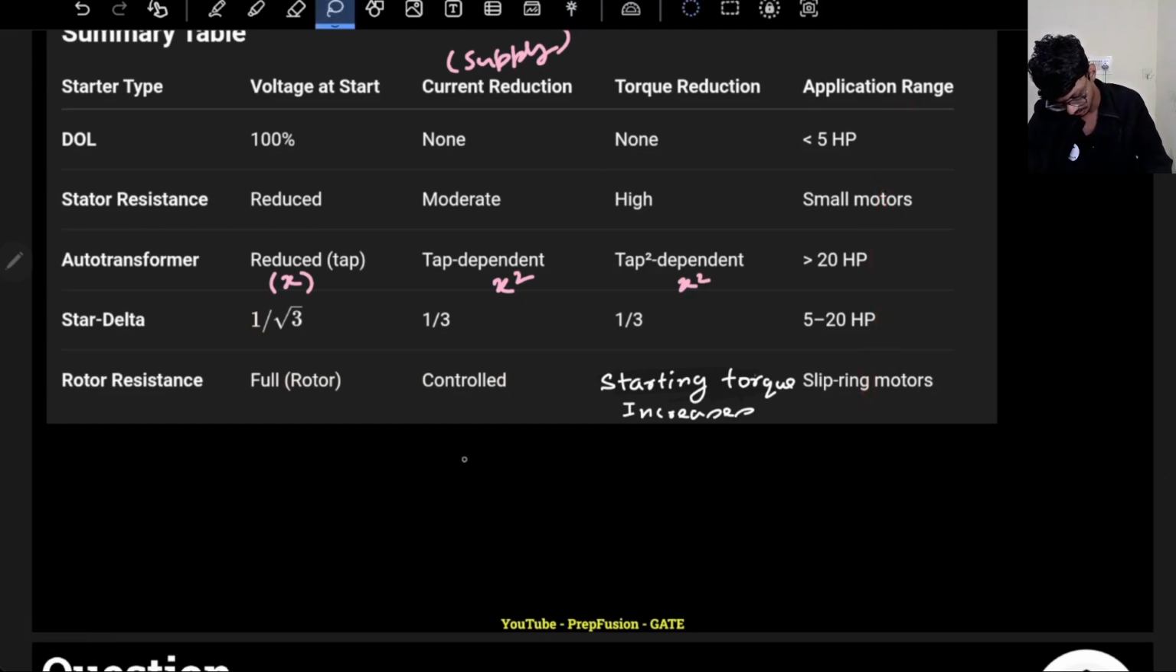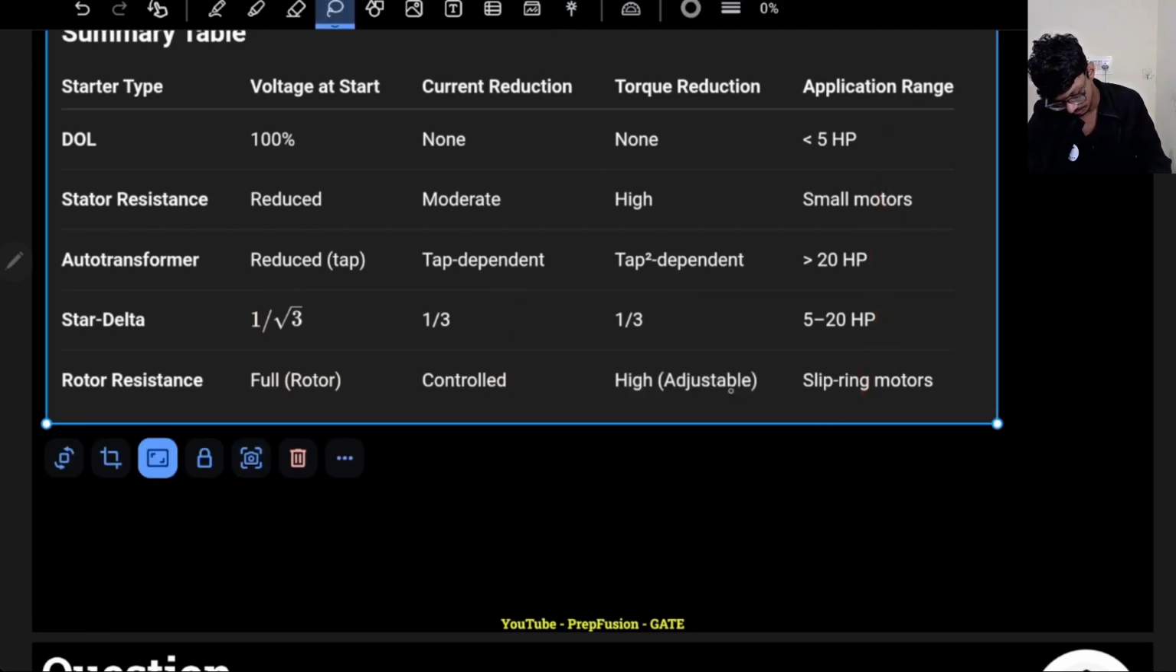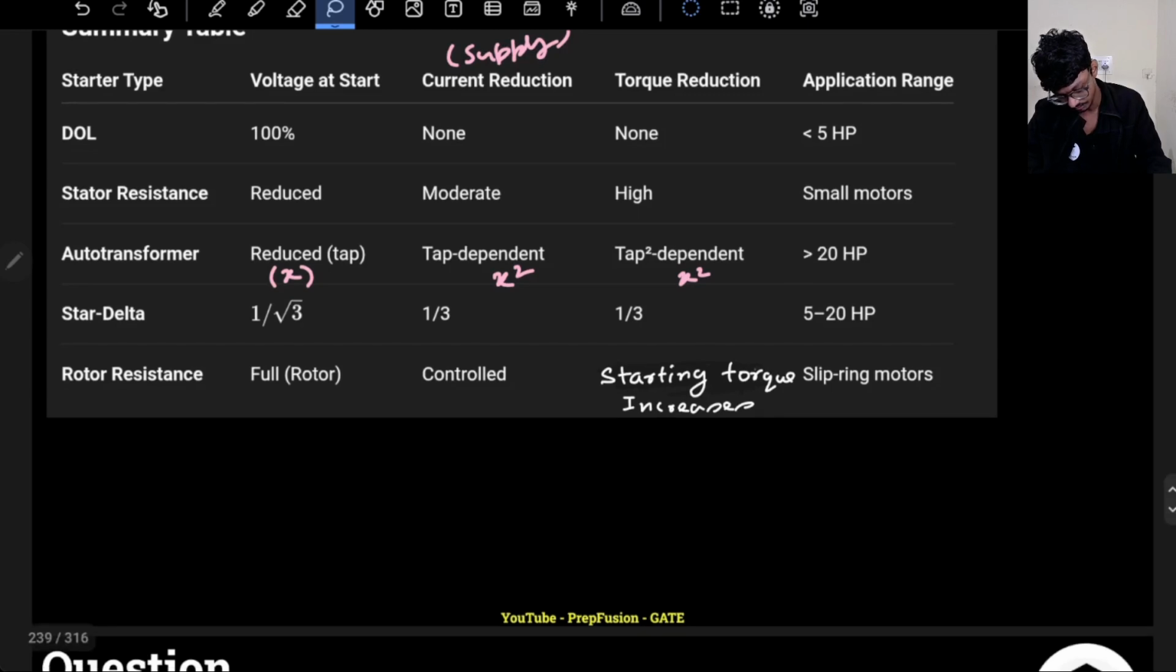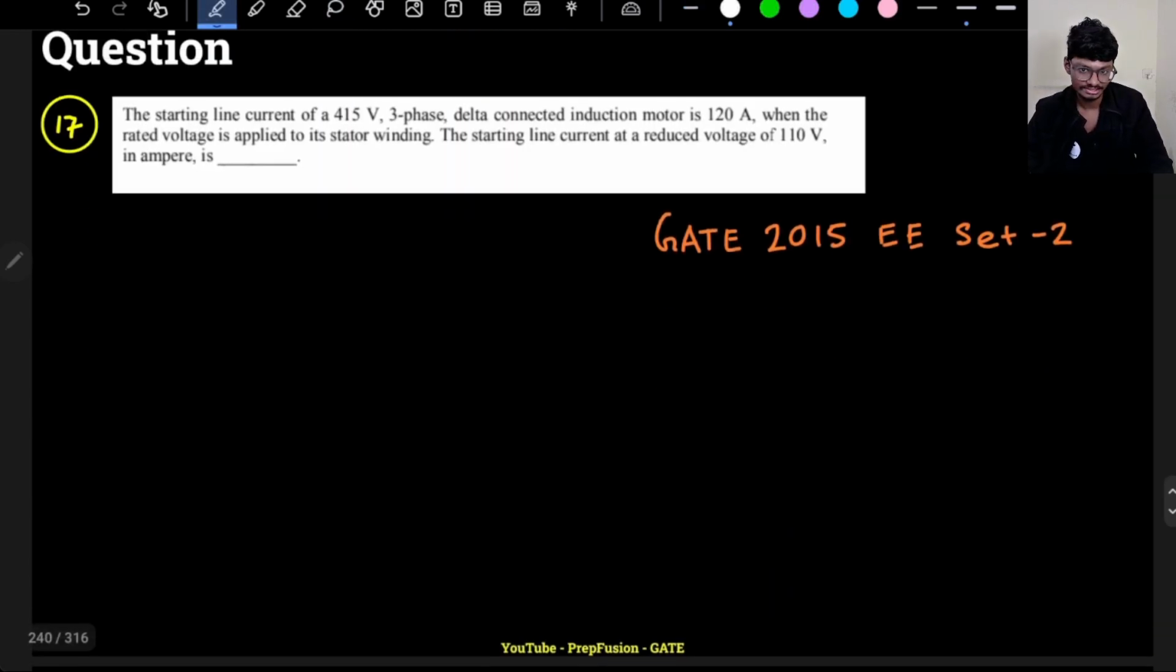Okay, this is fine. I hope you will be able to understand, this is the gap basically. So let's do a few questions to make our understanding even better.